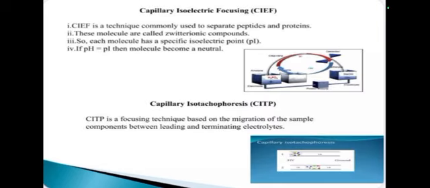Third one, capillary isoelectric focusing, a technique commonly used to separate peptides and proteins. These molecules are called zwitterionic compounds. Each molecule has a specific isoelectric point. If pH is equal to pI, the isoelectric point, then the molecule becomes neutral. It is used to separate peptides and proteins. This is known as capillary isoelectric focusing.